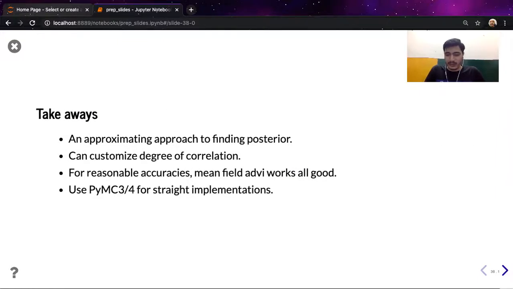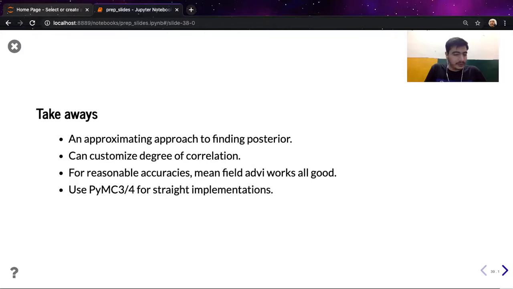So we are proceeding towards the end of the talk. The key takeaways are that there is an approximating approach for finding the posterior, called variational inference. We define an objective in terms of the ELBO, and we need to maximize it. One can govern and customize the degree of correlation we want in terms of mean field, low rank, or full rank. If we have a lot of data and want reasonable accuracy, mean field ADVI works fine. One can use the mini batch versions for efficient implementation.